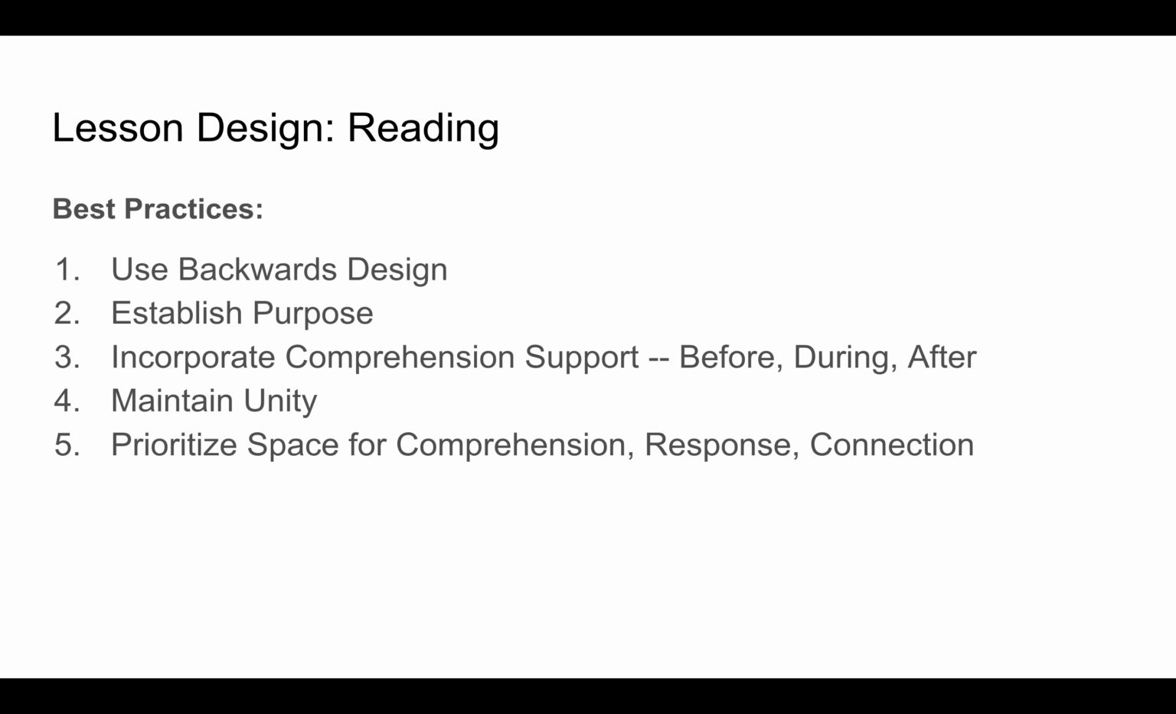And number 5, another reminder to prioritize space for comprehension, response, and connection. Before students can analyze theme, they have to understand what happened in the story. So if it's a really complex story, theme comes later. First, you talk about what's going on, what happened, what's he saying, right? What's the author, he or she or they, saying in the text, okay? So those are some best practices to keep in mind.